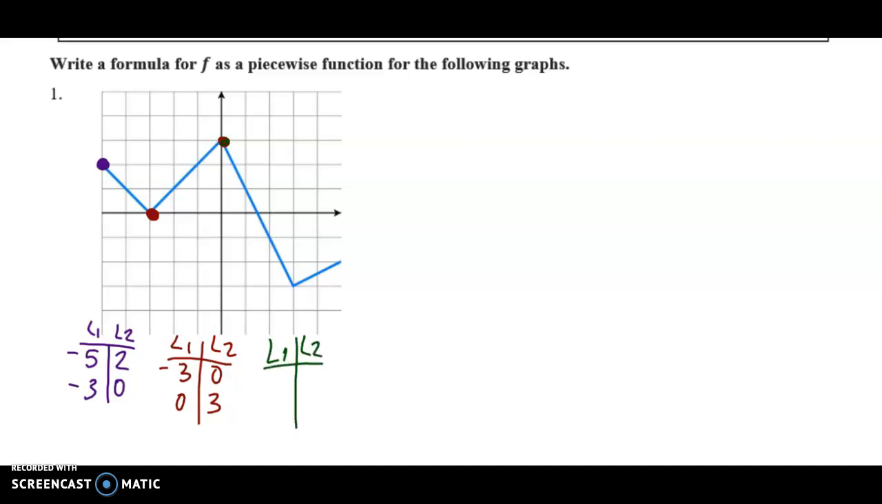The first endpoint is where I left off. Second endpoint at this other end, 3, -3. And then the last one, starting with where I left off, to the other end.